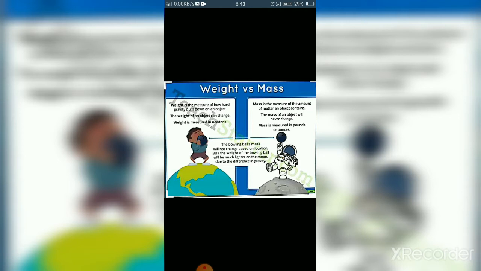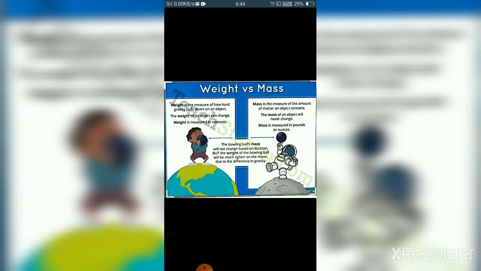And it will remain the same everywhere, right? So the mass remains the same whether the object is on the earth, on the moon, or even in outer space. It is a constant quantity and does not change from place to place. Another thing is that it is a scalar quantity. Mass does not tell us about direction and doesn't depend on direction, so it is a scalar quantity.